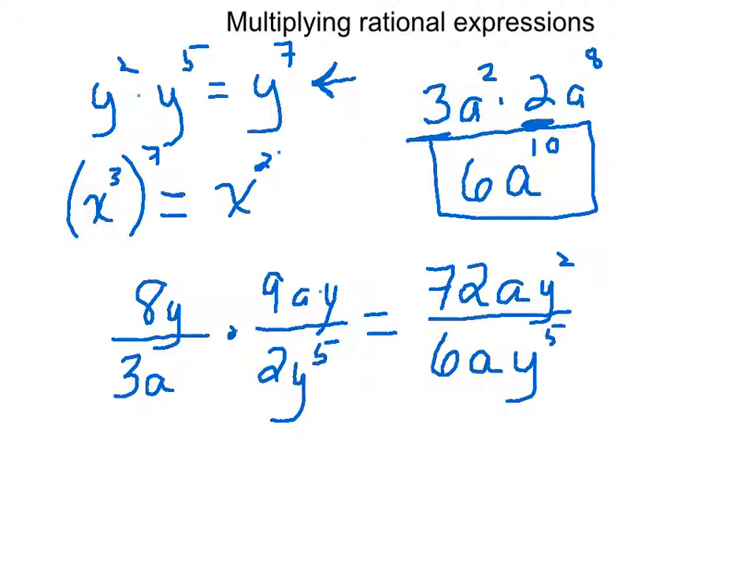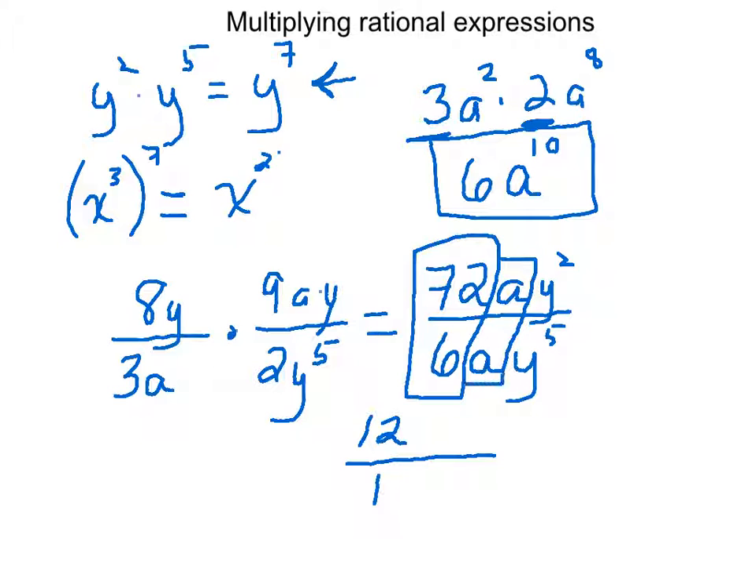So now what we want to do is a couple things. We want to take the 72 over 6 and reduce it or divide it, whichever works better. In this case, 6 does go evenly into 72. So 6 goes into 72 12 times. So we now have a 12 on the top, and we can put a 1 on the bottom. That's what it's reduced down to. When we look at our a's, we have an a over an a, and when you're dividing those out, they're just going to cancel out.